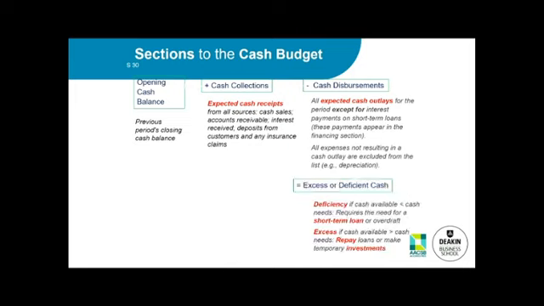So the opening balance plus all the cash collections minus all the cash payments will give us the available cash. We either have surplus cash or deficient cash. If we have deficient cash, that means the cash available is less than the cash needed. So you don't have enough cash to pay for your expenses, outlays, or disbursements. Excess cash is the opposite. Your cash available is more than what you need.